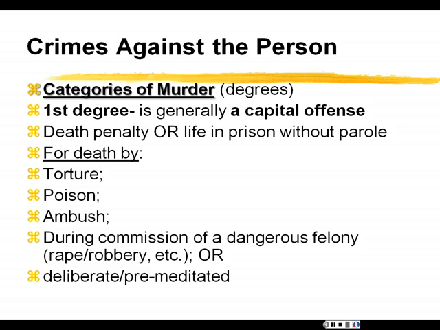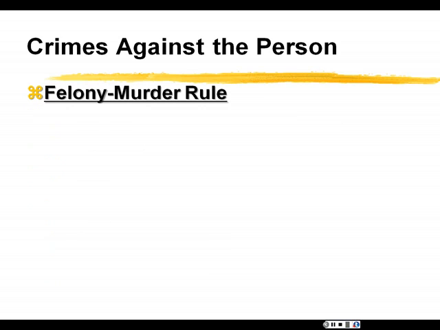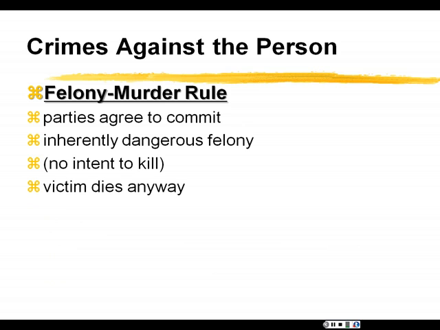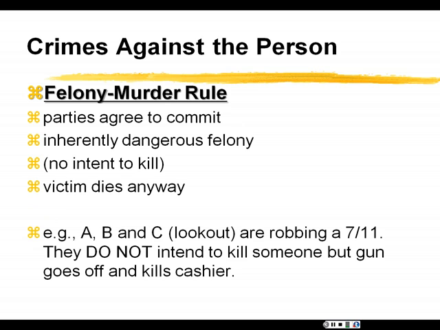Another aspect of murder cases is what's called the felony murder rule. And in this type of situation, the parties agree to commit some inherently dangerous felony, and they don't intend to kill anybody, but guess what? Someone dies. And so here's an example for you. 3 people are going to a 7-Eleven to rob it. C is the lookout driver in the car to look out to see if the police or anybody else comes along. A and B go inside.